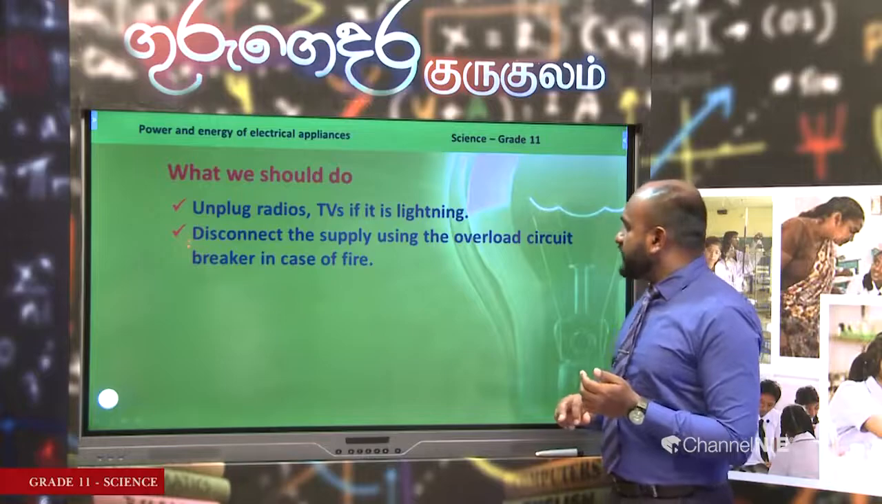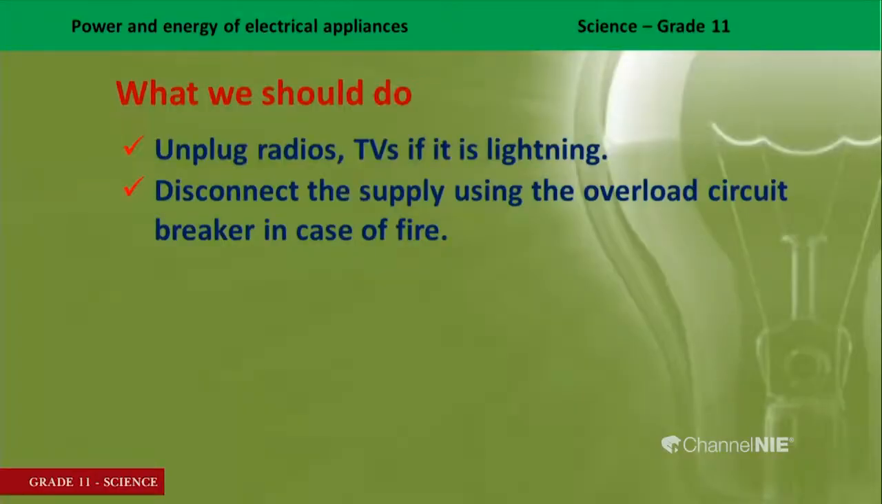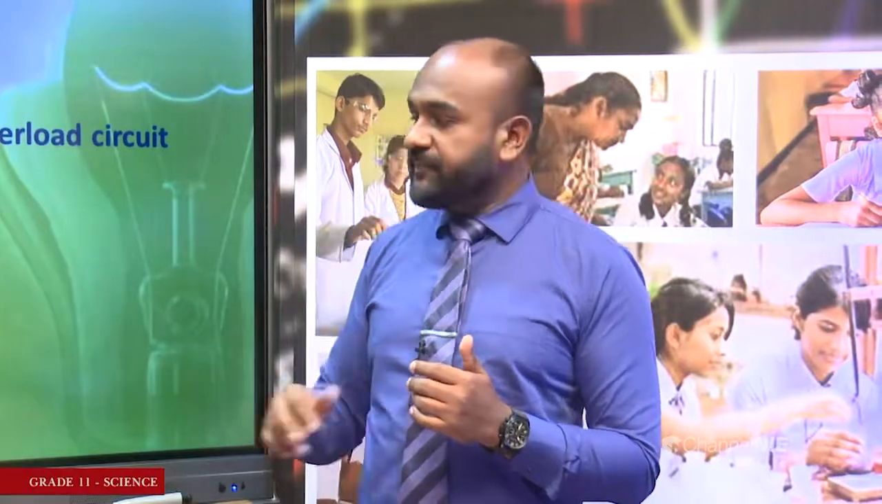Disconnect the supply using the overload circuit breaker in case of fire. Yeah. So, in case of fire, we need to disconnect the supply from the overload circuit breaker. You know, there is a lever in it. You can lower the lever and disconnect the supply.